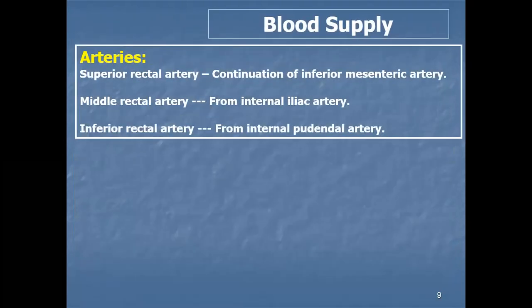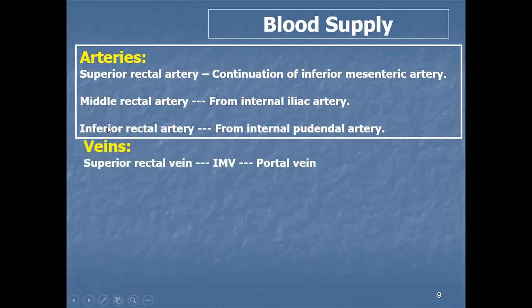Now coming to the blood supply. It is supplied by three important arteries: superior, middle, as well as the inferior rectal artery. Superior rectal artery is a continuation of the inferior mesenteric artery, middle rectal artery is from the internal iliac artery, and the inferior rectal artery is from the internal pudendal artery. All these are the three arteries which are supplying the rectum.